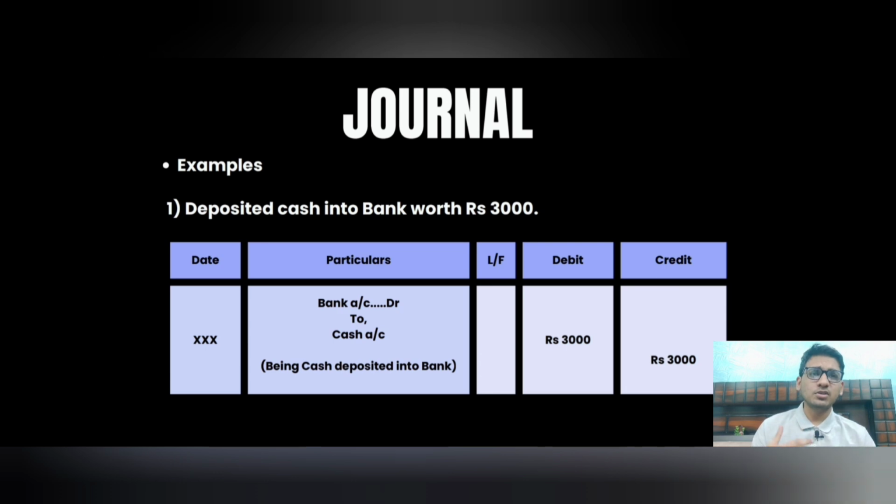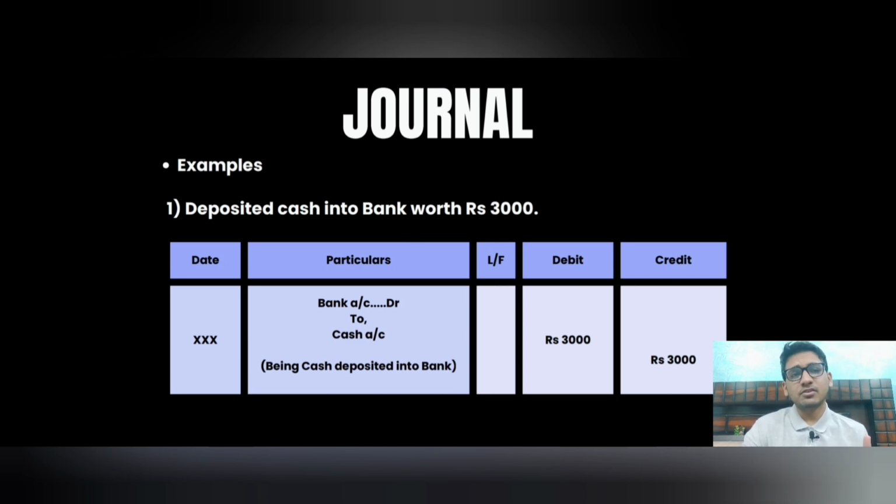Now let's look into some examples of ledgers. But before we move on to the examples, we know that journals are recorded first, because that is how the accounting process is followed, from source document to journals and then to ledgers. Making journals before ledgers also makes things much more convenient, because it's easier to record the entries into ledgers afterwards. So firstly, the entry is deposited cash into bank worth rupees 3,000.